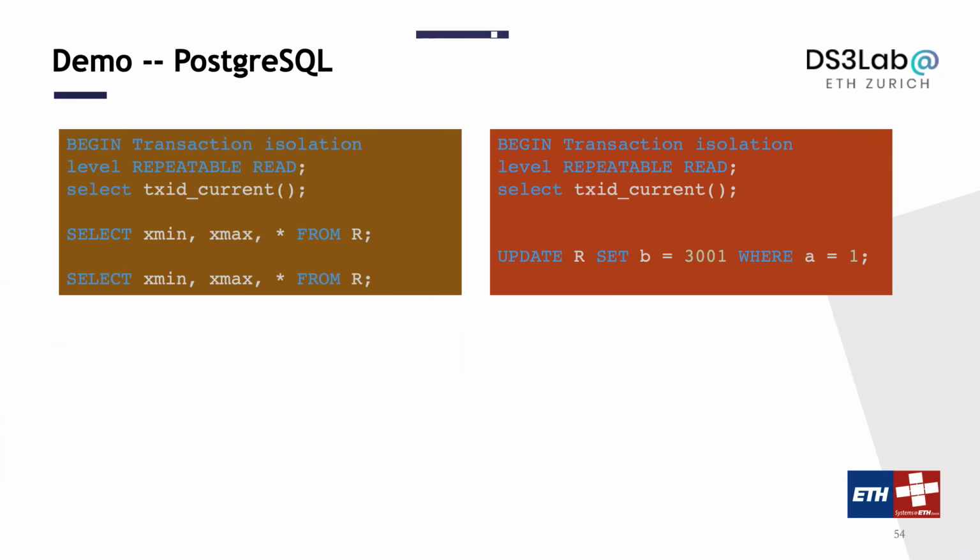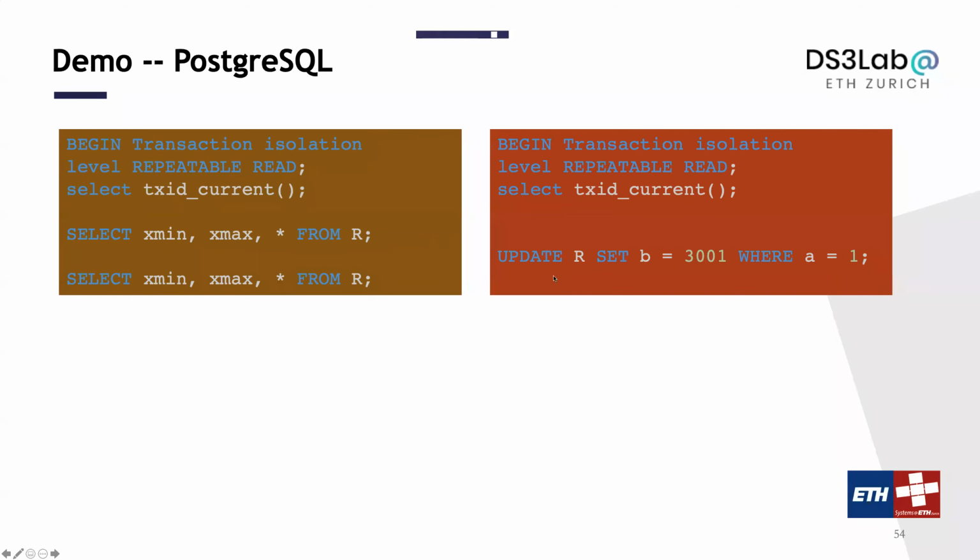So when you go back home, open two PostgreSQL connections, put them side by side, and run this in this order. You start two transactions, and you can select the transaction ID, and this is going to give you the snapshot. Then in the first transaction you select xmin, xmax, star from R. It's going to give you begin, end, and the value.